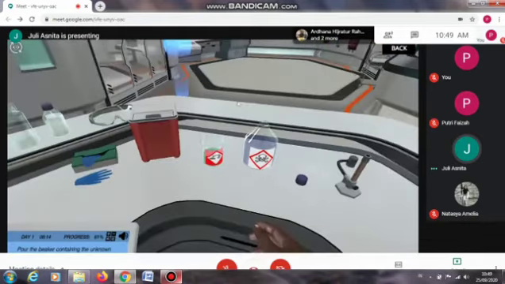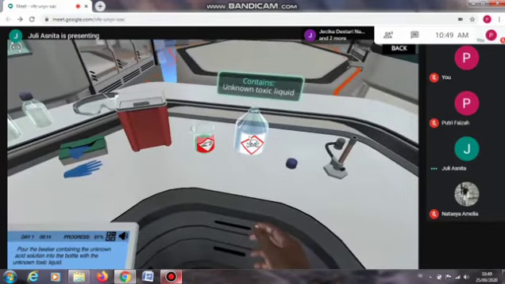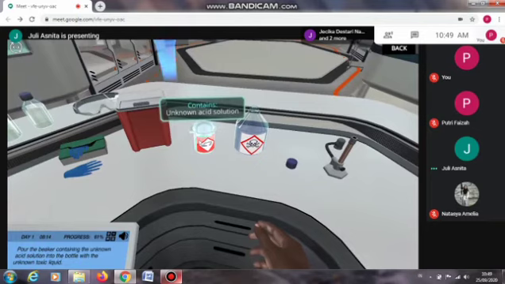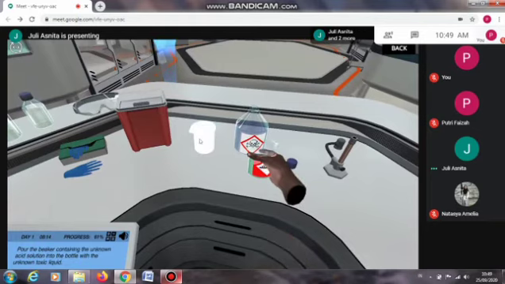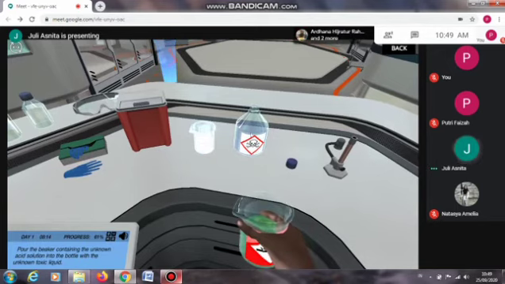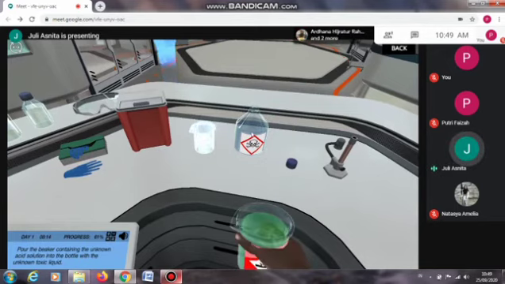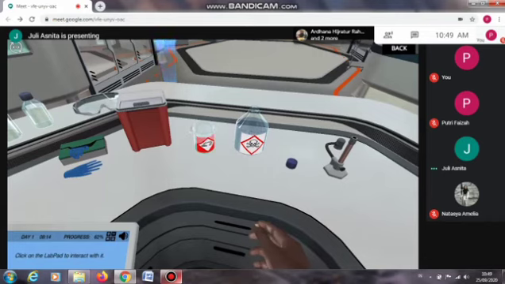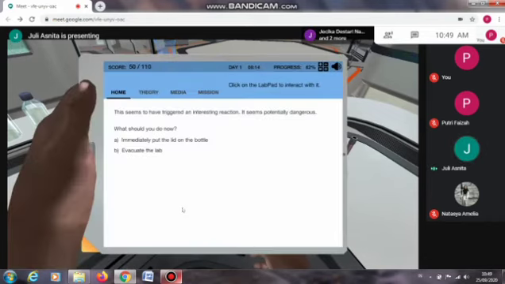Take the solution and pour it into the bottle. This seems to have triggered an interesting reaction. It seems potentially dangerous. What should you do now?